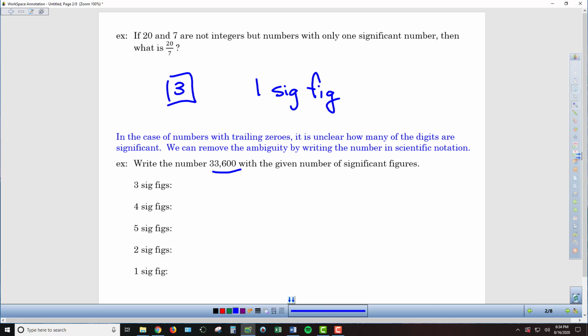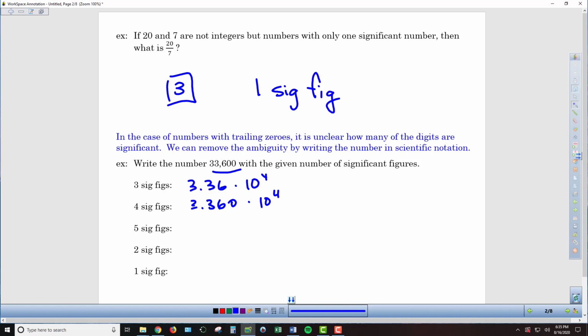So if I want to report this with 3 sig figs, I can either write it as is, or if we stick with scientific notation, it's going to be 3.36 times 10 to the 4th power. If I want 4 significant figures, the way I'm going to communicate that is 3.360 times 10 to the 4th. And so this follows the rules that we laid out earlier, that trailing zeros after the decimal are considered significant. So that's how we can communicate that we want 4 significant figures in our answer rather than just the 3.